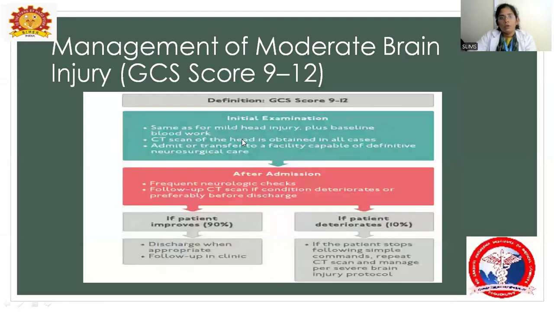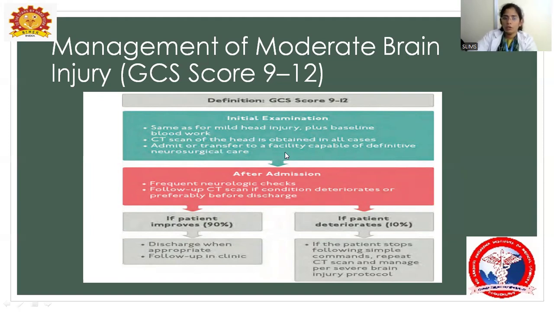Okay. So moving on with moderate brain injury. What is moderate brain injury? Moderate brain injury is nothing but GCS between 9 to 12. That is the definition. Always the initial examination is important. Same as for mild head injury, plus you will do baseline blood work. CT scan of the head is obtained in all cases. In mild TBI, we are doing it only in certain cases. Here we are doing the CT scan in all the cases. So we are admitting or transferring the patient to a facility capable of definitive neurosurgical care.